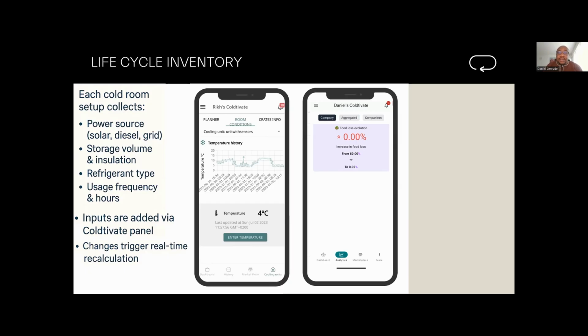Now, on the right side, you see a sample of the app analytic view where users can instantly see outcomes like the changes in the food loss, and also other comparisons can be made, right? So, anyways, both visualizations empower the consumer, the trader, the farmers, and also the cooling service providers with real-time information in order to make better decisions with regards to their environmental impact.